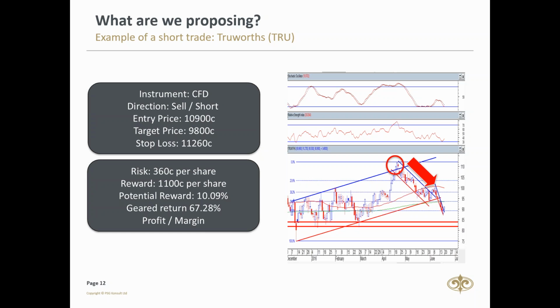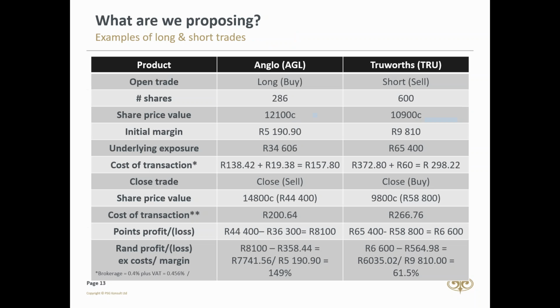Remember, you lose money on a short if the share price rises. So I'm willing to take a 3 Rand 60 cents risk on the share. My reward, I'm hoping for the share to drop by 11 Rand per share. So I have a potential reward in terms of the share of 10%, but my geared return would then be 67% on the cash that I'm investing, which should be around 16 Rand odd, based off a 109 Rand share price.